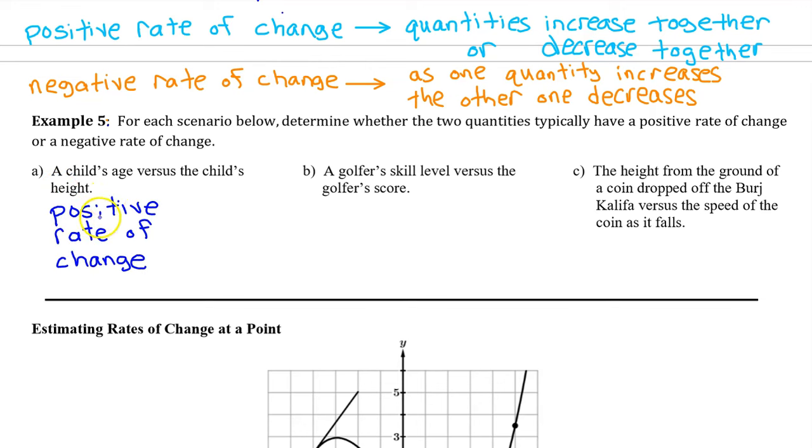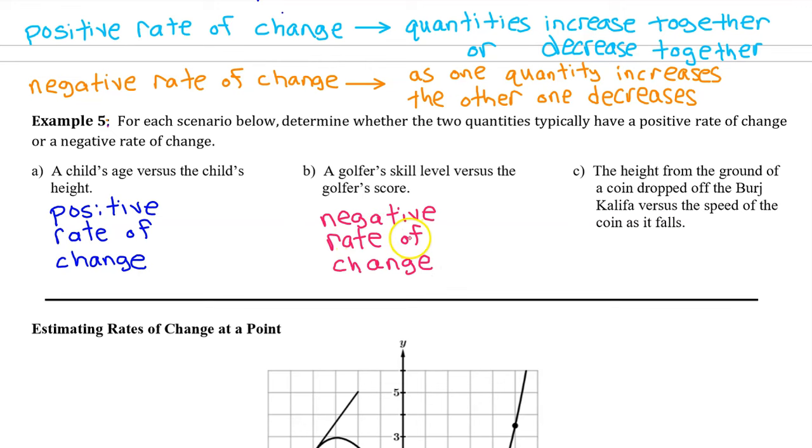These quantities will have a positive rate of change because as the child's age increases, the child's height also increases. Part B. What about a golfer's skill level versus the golfer's score? These two quantities will have a negative rate of change.